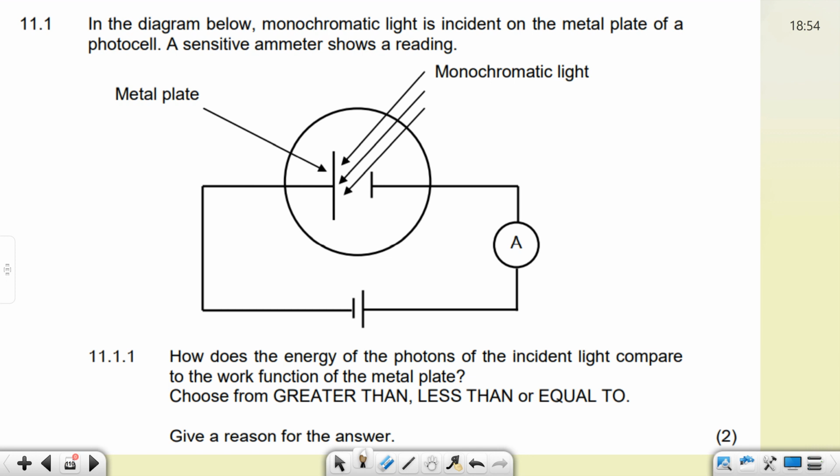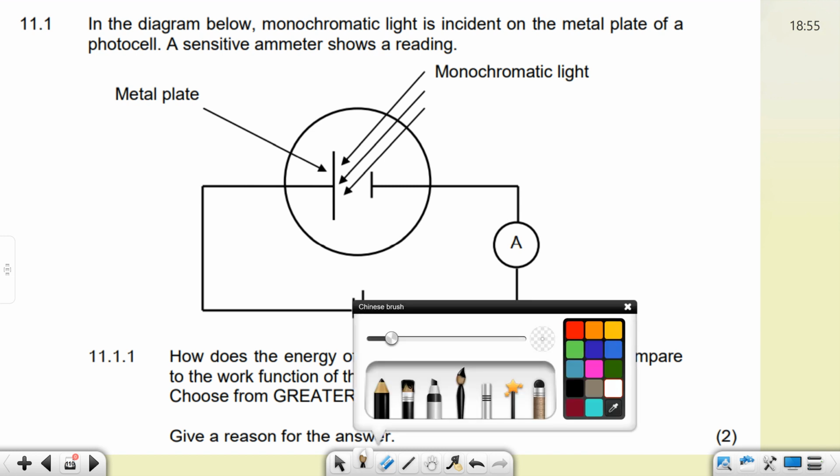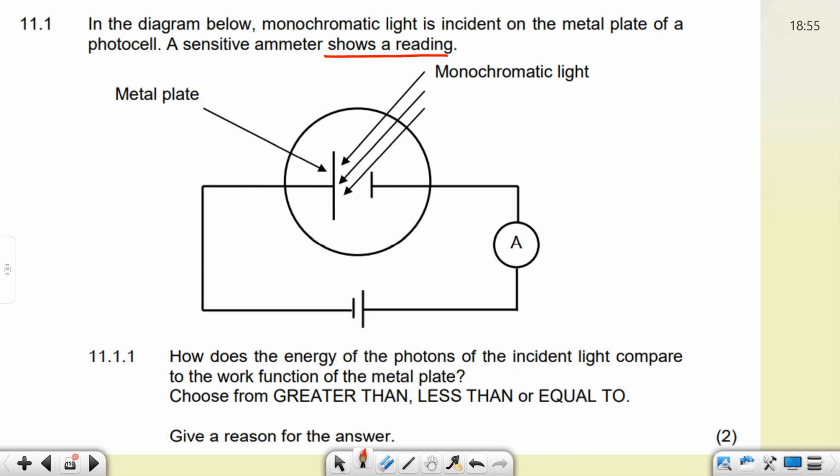It says, in the diagram below, monochromatic light is incident. Monochromatic simply means light with a single frequency. Right? Mono means one. Monochromatic light is incident on a metal plate in a photocell. A sensitive ammeter is used to show a reading. How will the energy of the photon of the incident light compare to the work function? Check this. They said a sensitive ammeter shows a reading. Oh, if it shows a reading, it means there is photoelectric effect.